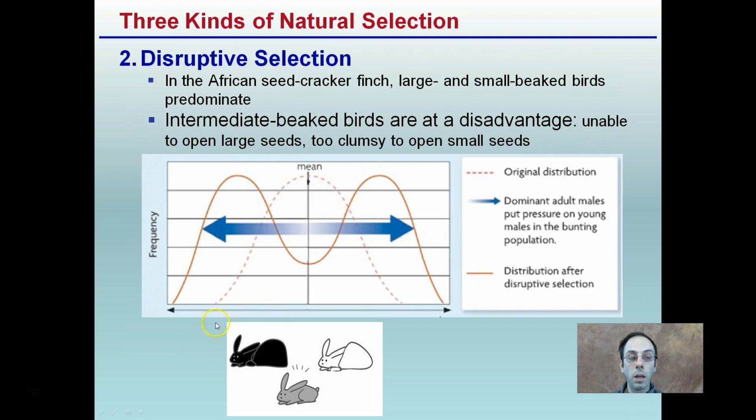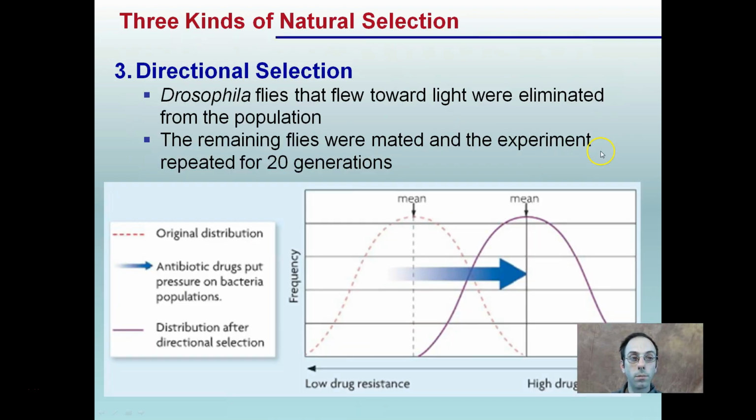So in this case, you either want to be a black rabbit or a white rabbit. The gray ones, for whatever reason, not advantageous. So this just shows this disruptive selection. We're taking our mean and selecting for basically both extremes.